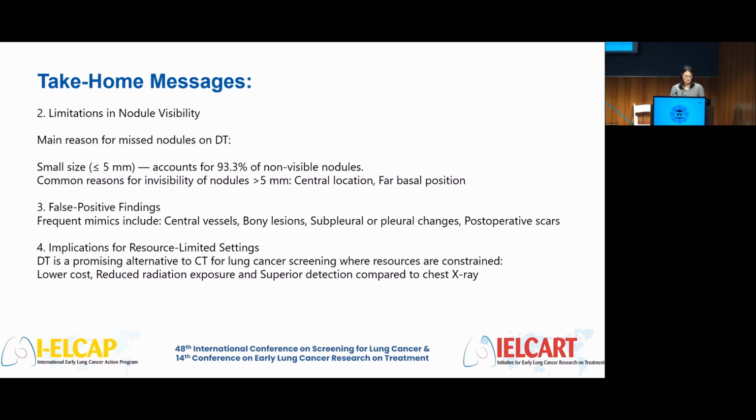Implication for resource-limited settings: DT is a promising alternative to CT for lung cancer screening where resources are constrained, due to the lower cost, reduced radiation exposure, and superior detection compared to chest X-ray.